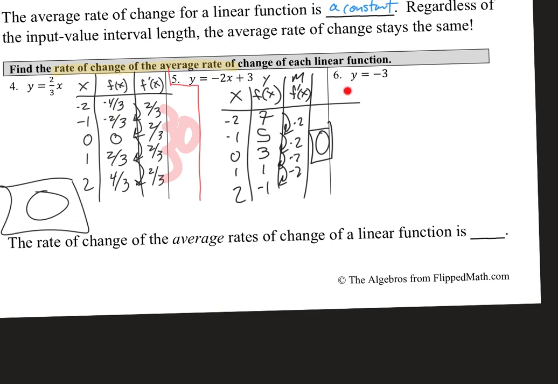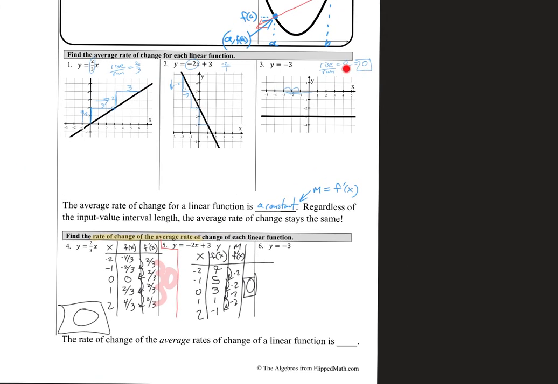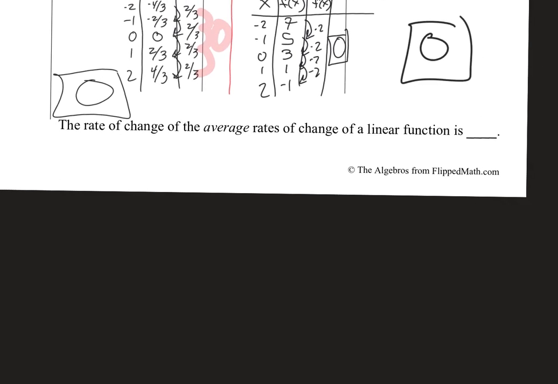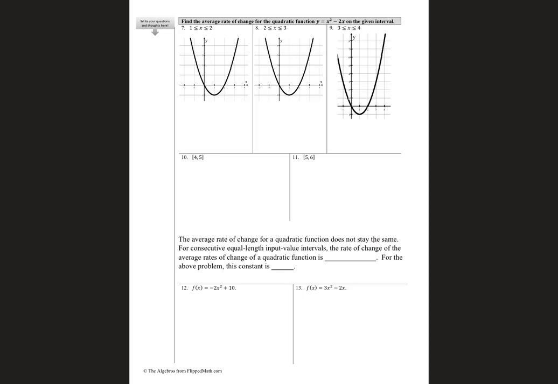So you might be able to make an educated guess on what this one's going to be. We already established earlier up here that the rate of change is 0, and if that's never changing, the rate of change of the rate of change is also going to be 0. But sure, if you want to make a table and plan it all out, go for it. So the rate of change of the average rate of change of a linear function is always going to be, you guessed it, 0. That's because it's a line. That means the slope isn't changing. The slope is a constant, so there is no change to the slope. Therefore, it's always 0.